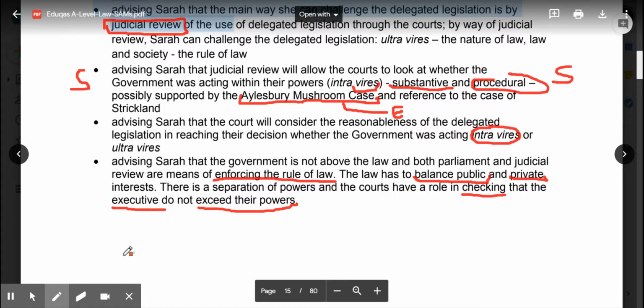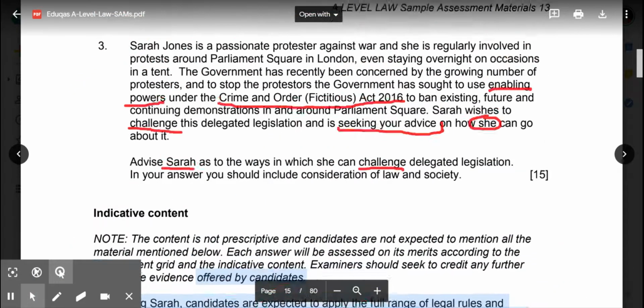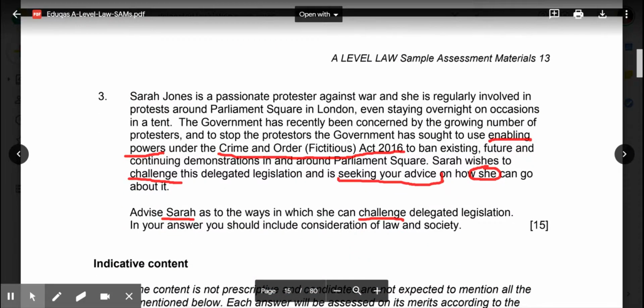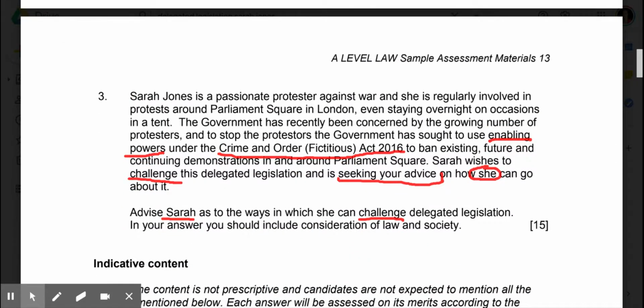So make sure you have a look back at the scenario above. Did you manage to identify those issues? If you did, have a go at writing it. If you didn't, have a look again and then have a go.